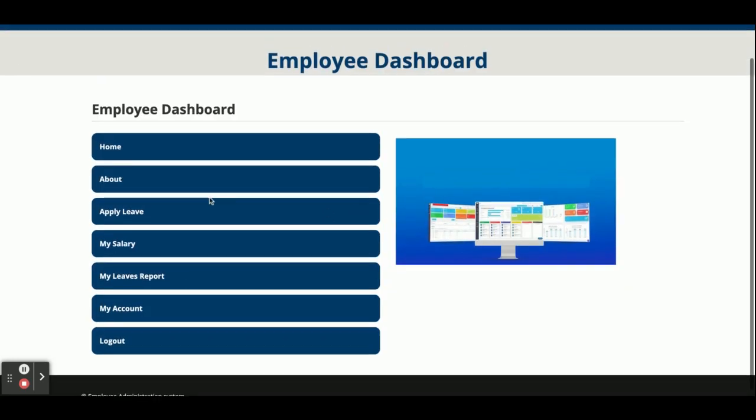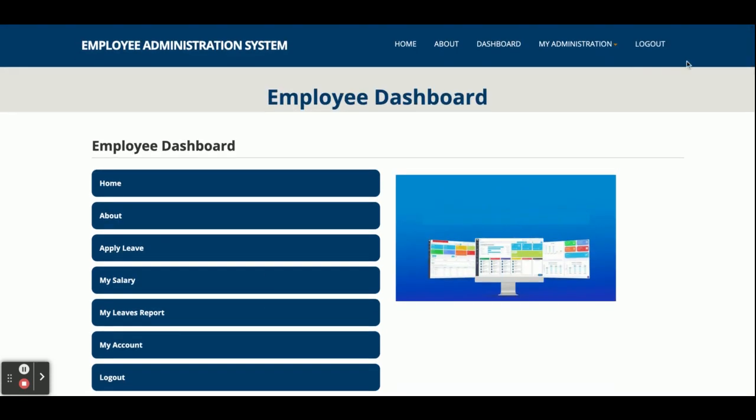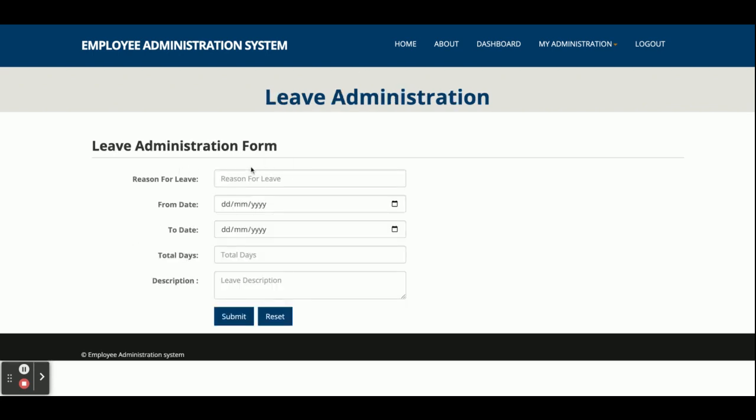So this is the employee dashboard. You can see the dashboard and the menu have both changed, because we manage the menu and dashboard through the session, and they render according to the session. This is apply leave. You can see both of the dropdowns are not displaying, because an employee can't approve or disapprove his own leaves. He will enter the reason for leave, from date to date, total days, and description. Once he fills in the form, it will be visible to the admin, and the admin can approve or disapprove the leave.